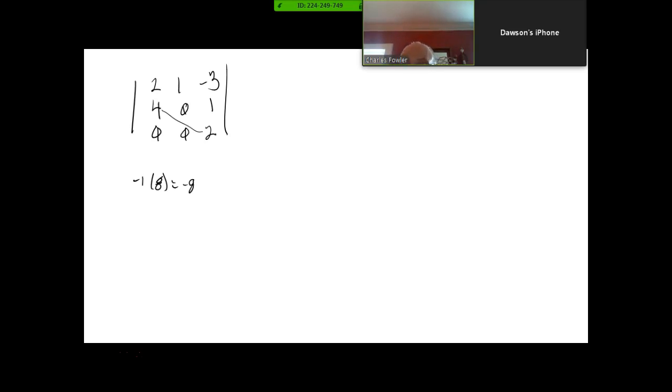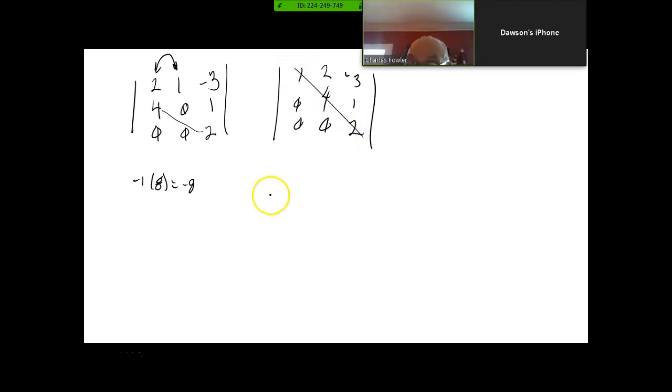But if you were to exchange these two columns, that would give you 1, 0, 0, 2, 4, 0, negative 3, 1, 2. Okay? Exchanging two columns negates the determinant. And what do you get here? That's now an upper triangular matrix. And what do you get? That determinant is 8. When you exchange two columns, it made it a minus 8.